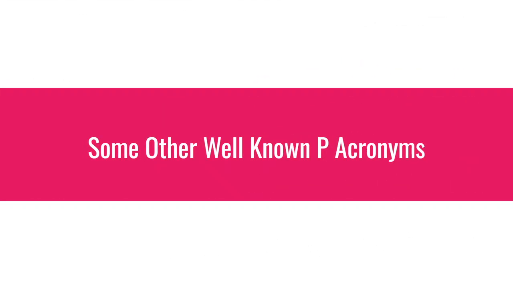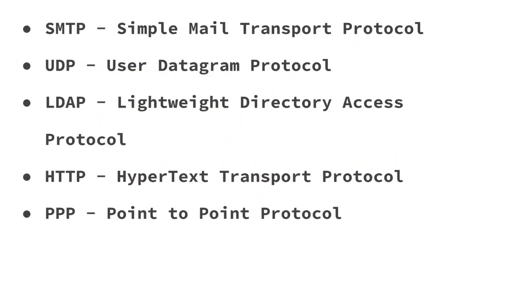There are other well-known P acronyms. I'm going to give you a sort of laundry list of some of them right now. This is not exhaustive, but SMTP, Simple Mail Transport Protocol. So when you use POP to get email, SMTP is the other way. It sends emails from your client up to the server and out onto the internet. User Datagram Protocol, or UDP, is usually seen when you're doing streaming services, music or videos, where you don't have to ensure that every single packet gets there exactly as it was sent. LDAP, Lightweight Directory Access Protocol, is for using information in a database somewhere.